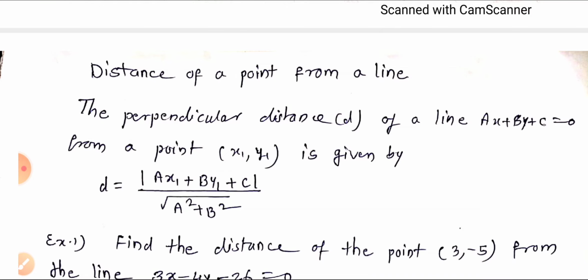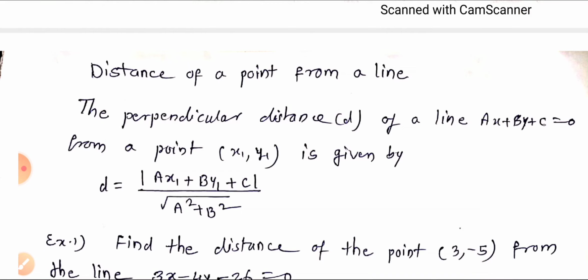So today we discuss, in a straight line, the distance of a point from a line. Here the formula is the perpendicular distance, that is small d, of a line ax plus by plus c equal to 0, which is the equation of a straight line, from a point x1 comma y1 is given by d is equal to modulus of ax1 plus by1 plus c upon under the square root of a square plus b square.